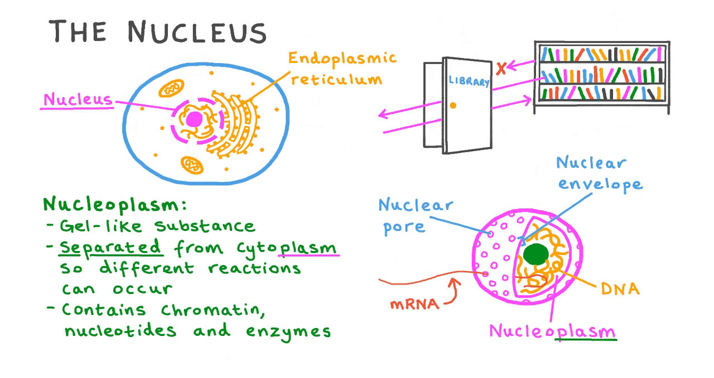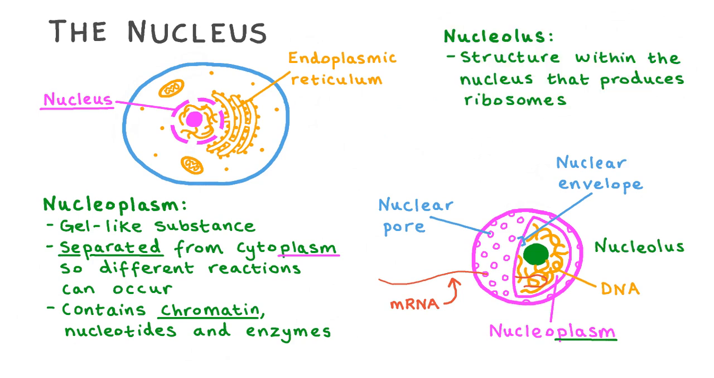If you're not sure what we mean by the term chromatin, then don't worry because we'll be coming back to it a bit later in the video. The final structure we're going to look at, which is also found in the nucleoplasm, is the nucleolus. The nucleolus is where ribosomes are produced from proteins and RNA. Because the nucleolus is so dense, it's usually easy to spot in a microscope image.